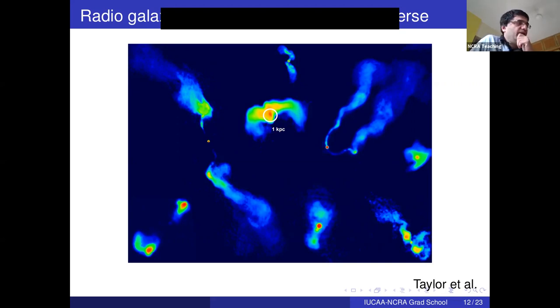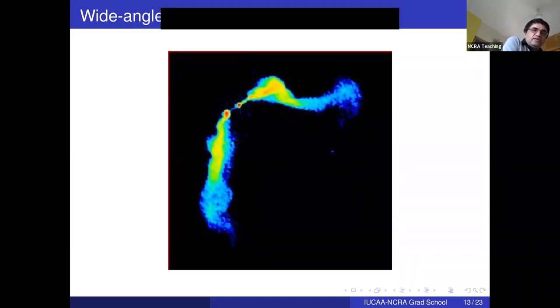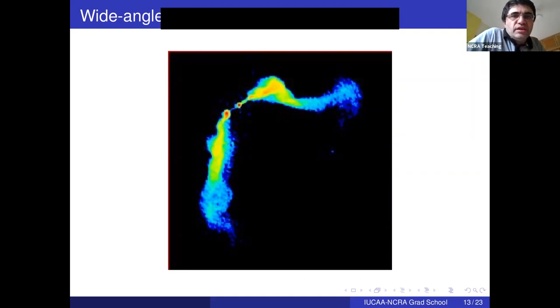We don't have the time in this course to study each kind of variation in detail, but this is just a fact to keep in mind. Okay, but we will look at some common variants of galaxies. So here you see a core over here, and there are two lobes.